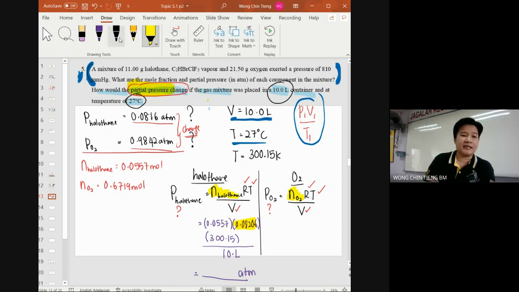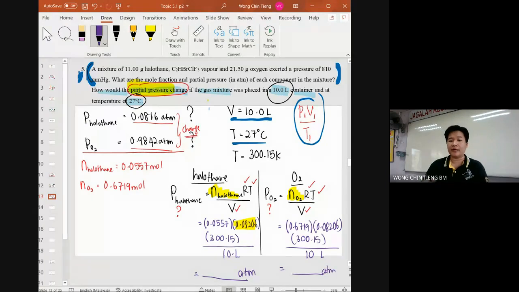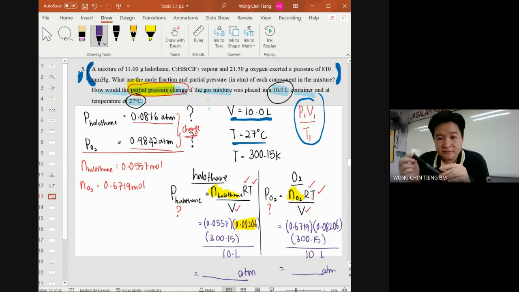Okay. And next, over here, number of mole oxygen 0.8719. R remains 0.08206. Temperature 300.15 over volume 10 liter. Answer again is in ATM. Boleh? Cara betul? Soalan?